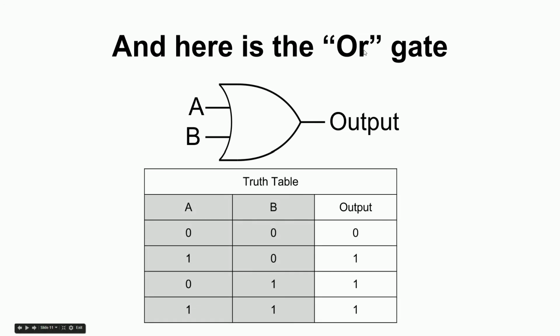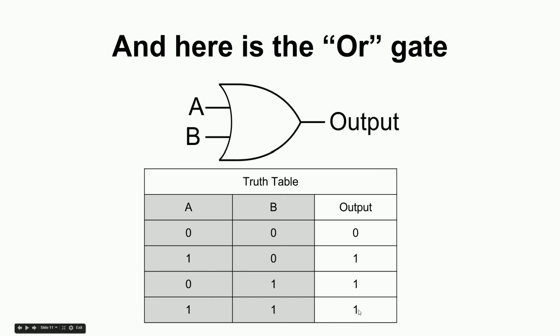In the OR gate, we need at least one input to be on. So if we put both at 0, well, then 0. But if we make one input high, in this case A, it doesn't even matter what B is, we're going to have an output of 1. Likewise, if we force B high and A low, then we have an output of 1. And also, if both are on, we get an output of high.